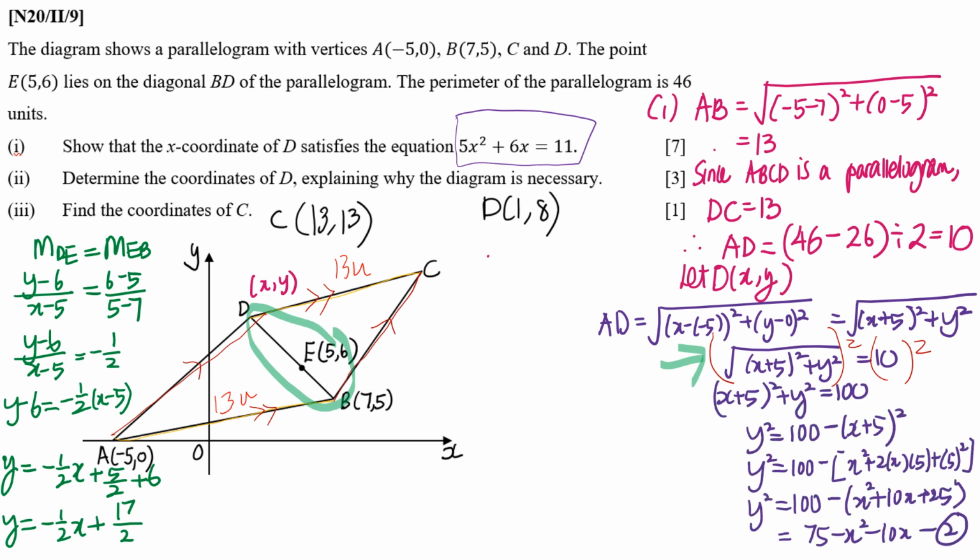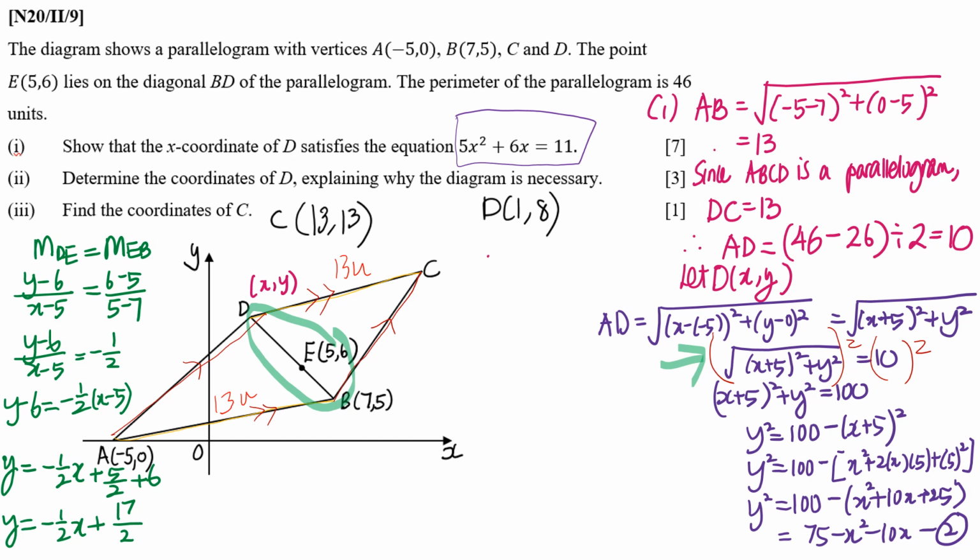Yeah, so as I mentioned earlier on, I square both sides to remove the square root on the left side. Then I will just expand (x + 5) to the power of 2, which gives you x squared plus 10x plus 25. And then I make y squared the subject. We're going to call it equation 2.